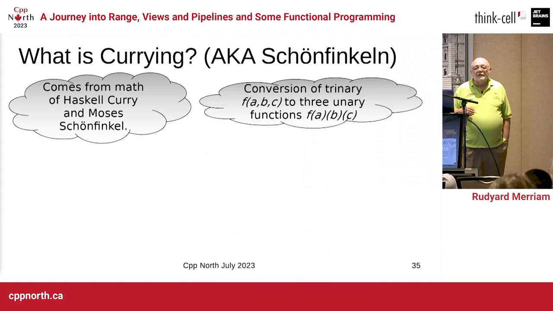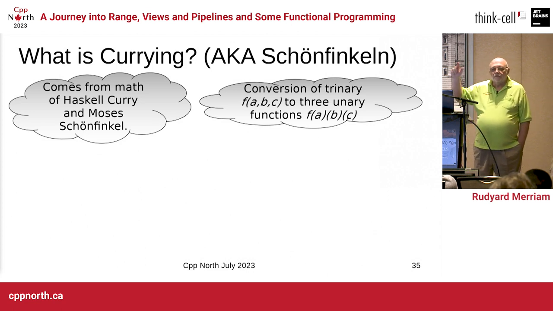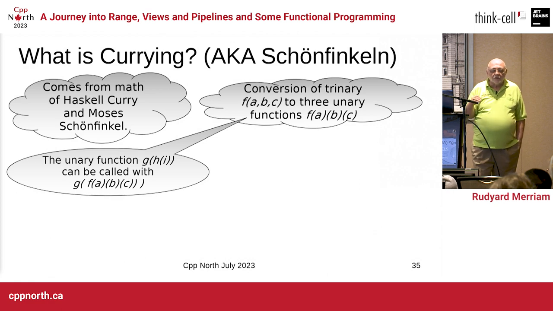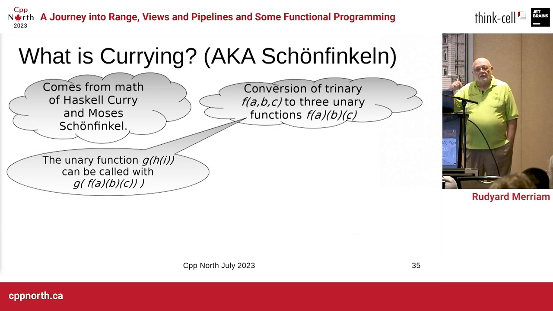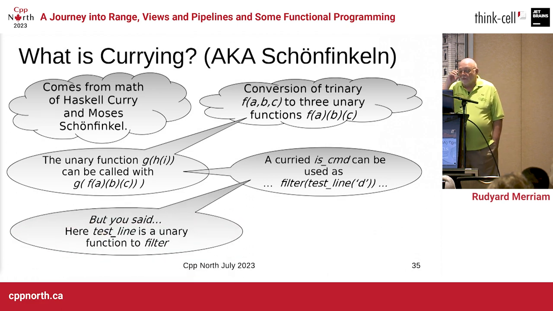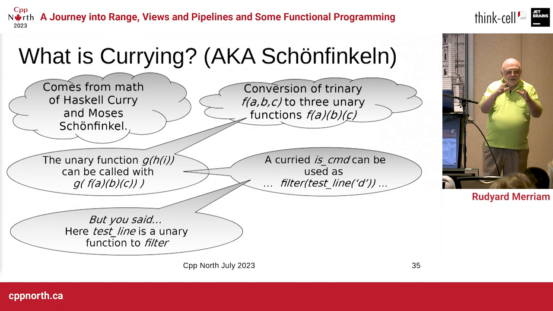So what they said is you can reduce any n-ary function to a series of unary functions. So we can take the trinary function, just to illustrate, f of a, b, c, to three unary functions, f of a, of b, of c. In other words, if we have a function g that takes a unary function h of i, we can call g with f of a, of b, of c. So curried is command, can be used as filter test line, change the name to test line, parentheses d, if we curry it. But you said test line has to be a unary function to filter. Yeah, but we're returning a function which is a unary function. This is not the function that is actually being passed into filter.